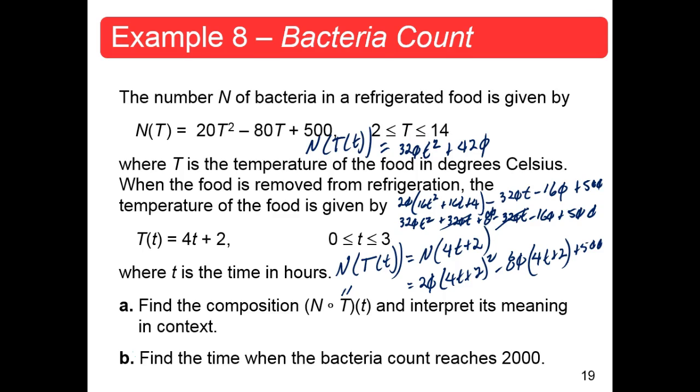Now we can look at this. When you first pulled it out of the fridge, how many bacteria were in there? 420. That's t equal to 0, right? Okay, 420 bacteria. They started with that.